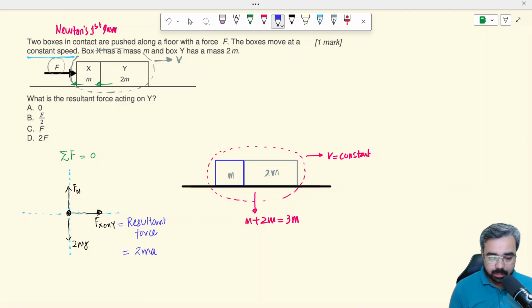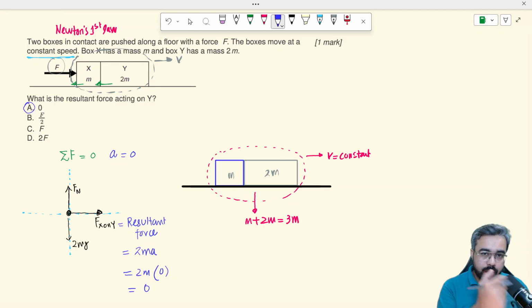Since I said the net force is zero, what is the acceleration of the system? That is also zero. So obviously there is no force, so the right answer is A. But don't go anywhere, I will tell you exactly what the retarding force is and how it is proportional.